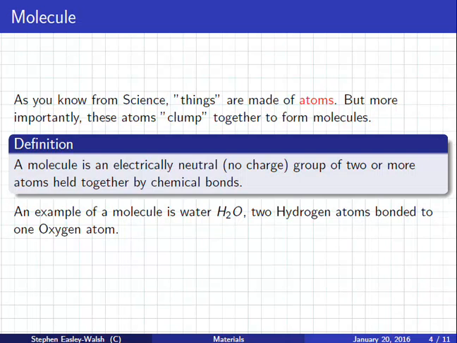Things are made of atoms. But more importantly, these atoms come together to form molecules. So a molecule is an electrically neutral, no-charge group of 2 or more atoms held together by chemical bonds. An example of a molecule is water, which is H2O, 2 hydrogen atoms bonded to 1 oxygen atom. And molecules are more important than atoms because molecules are what make up the material.